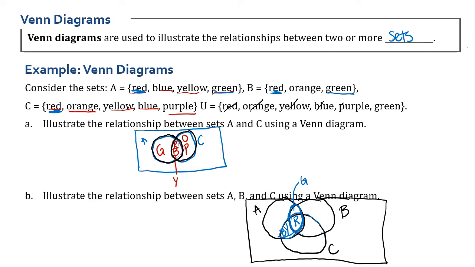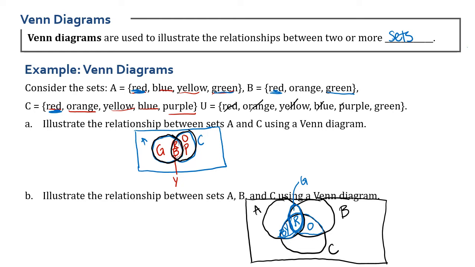This chunk right here is going to be where B and C overlap. I've already counted red. So where else do B and C overlap? And it looks like they have orange. All right, now we need to see what we have left. So for set A, red is already taken care of, blue is already taken care of, yellow is already taken care of, and green's already taken care of. So that means there's nothing in this section here. There's nothing that's just in A that isn't in the other sets.